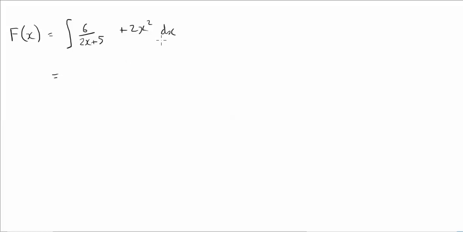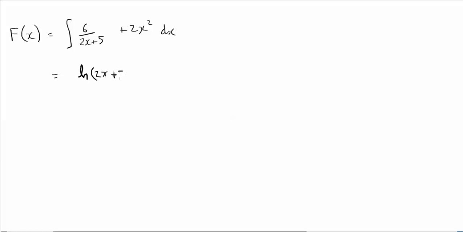There's sort of two bits to this function. We've got this bit here and this bit here. So we'll integrate them one at a time. We'll look at this first. Whenever we've got this thing where there's lots of x as a denominator, then we need to be thinking about ln. So it's going to be a ln function of some sort. So ln of 2x plus 5.